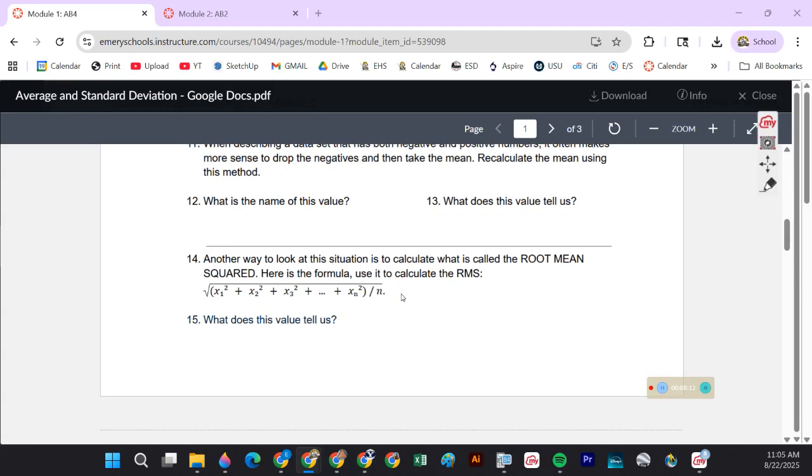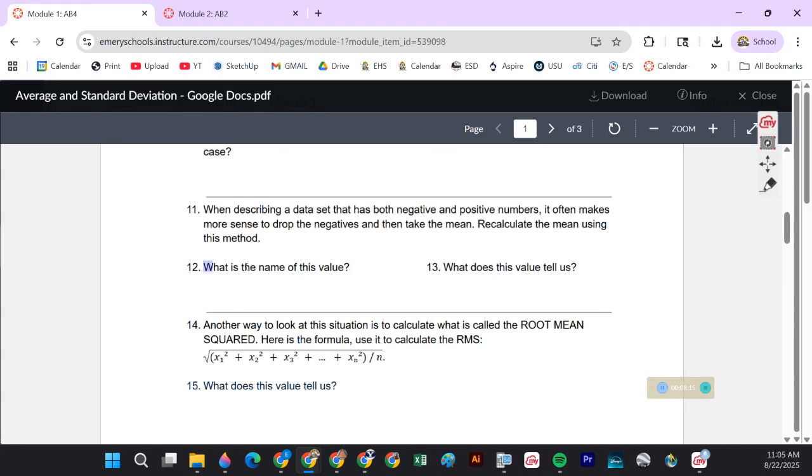Okay? All right. What is the name of this value? It is the root, or sorry, oh my gosh. I don't ever use this number, so I forget it. The average deviation from the mean. That number is called the average deviation from the mean. And number 13, what does that value tell us? On average, the fields were 2.1 feet wrong in one direction or the other.